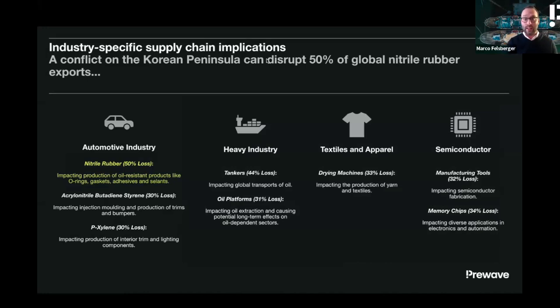This was one of our exposure analyses, already done a month ago, because the risk was identified, and this was something we offered, where we said, okay, look, there is a high risk in the Korean Peninsula. What would be the impact of an escalation of this conflict? Our analysis showed that 50% of the global exports of nitrile rubber, for example, comes from South Korea. We saw that the textile and apparel industry is very dependent on South Korea, and which is always a trigger for a lot of interest is the semiconductor industry as well, and 34% of the exports for memory chips, which are used in semiconductors, are also from South Korea.